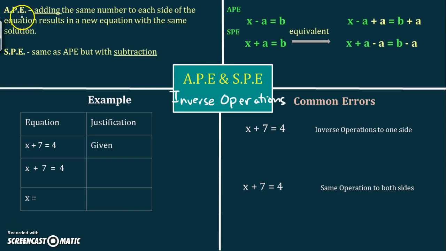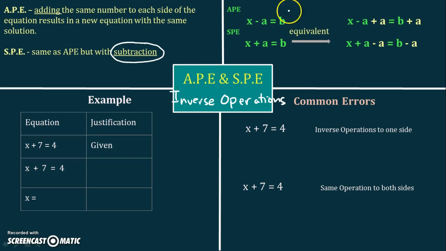So the addition property of equality, or we can just say APE, is adding the same number to each side of the equation results in a new equation with the same solution. So when we add a number to both sides of an equation, what we get is another equation that is the exact same, except it's written in a new way. The subtraction property of equality is the same exact as the addition property of equality, except instead of adding the same number to each side, you're subtracting the same number to each side. So these are similar properties, except one deals with adding and one deals with subtracting.